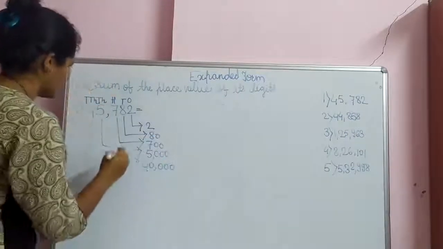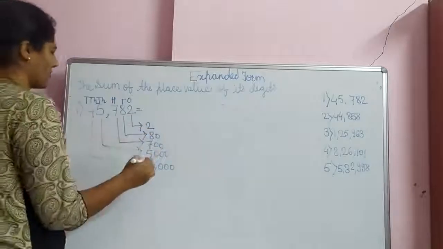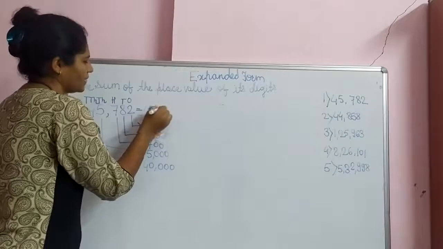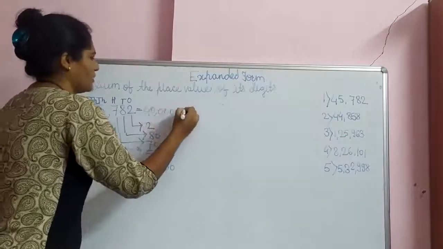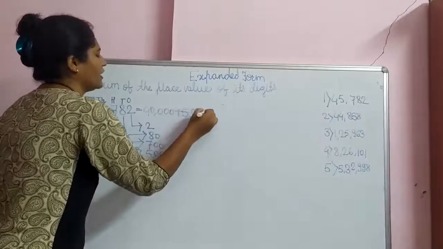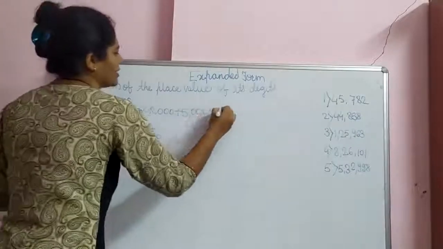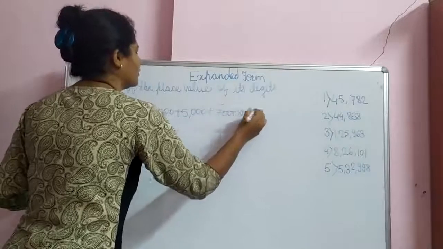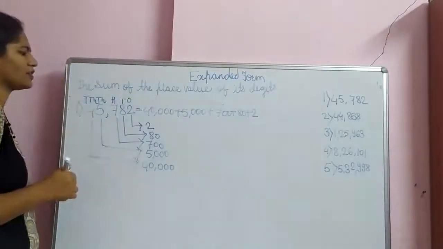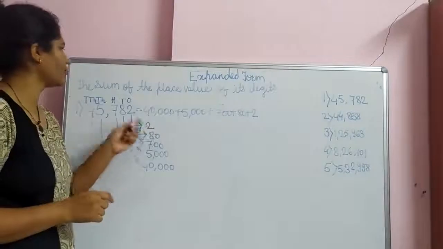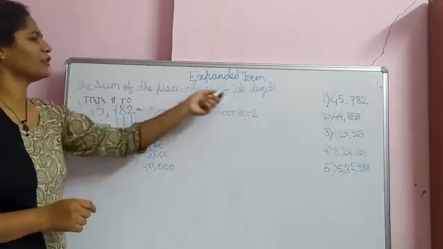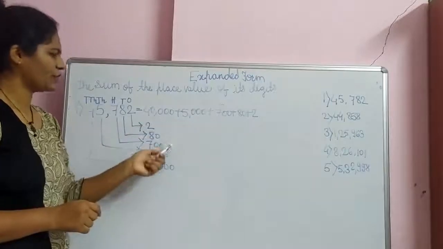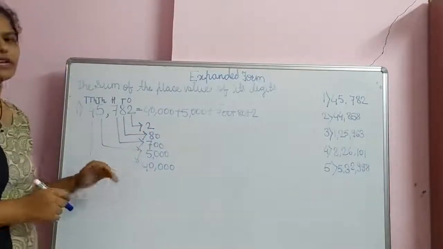Now expansion. So write this number. So we write this expansion here. Firstly we start from the biggest number, that is 40,000 plus 500 plus 700 plus 80 plus 2. So this is the expansion, the expanded form. And this expanded form means the sum of the place value of each digit. This is the expanded form.